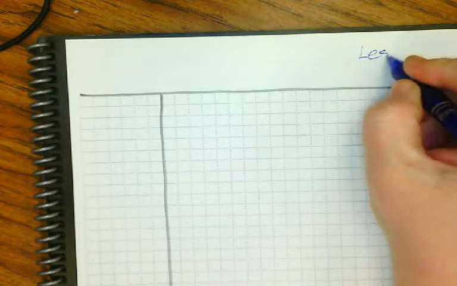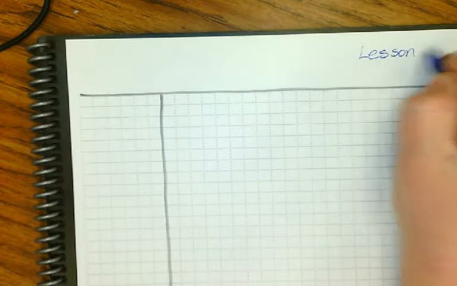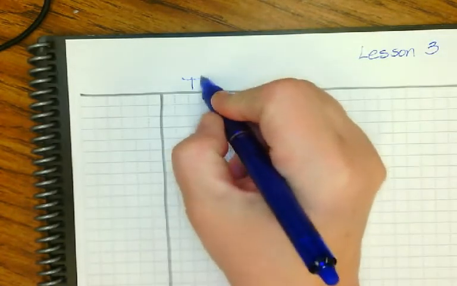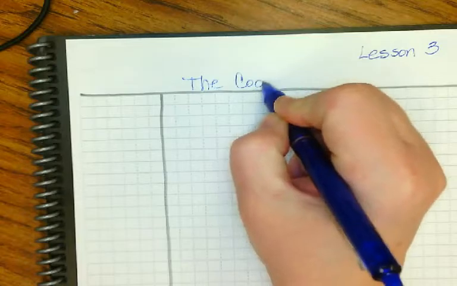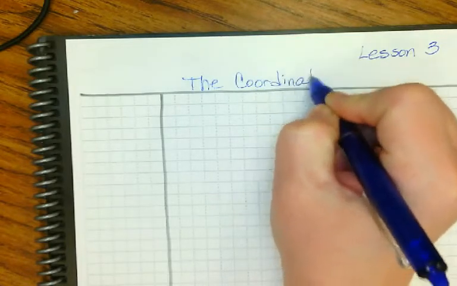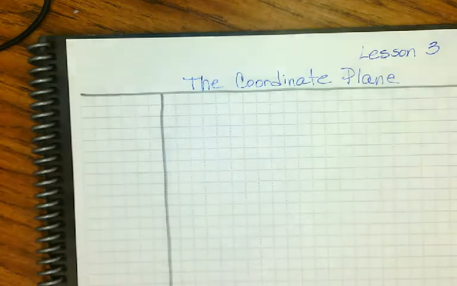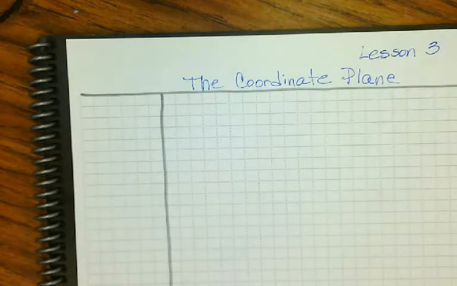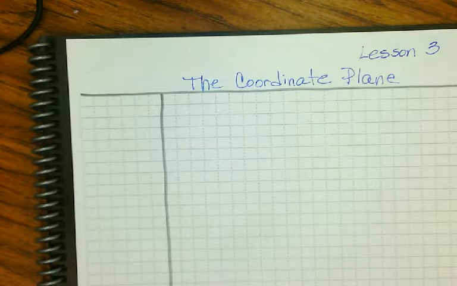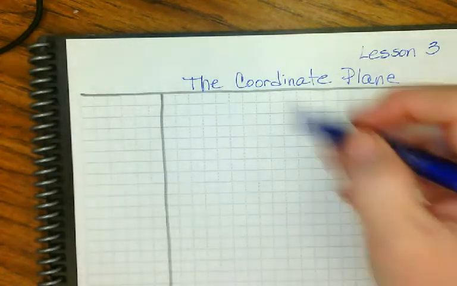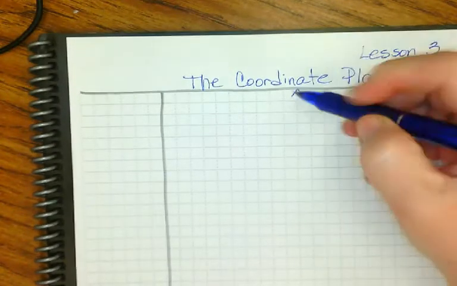This is lesson 3, and it's called the coordinate plane. All right, so we're continuing on with our number lines, and the coordinate plane is a specific number line that is our intersecting vertical and horizontal. Okay, so we saw those in the last video. So first we're going to draw ourselves a number line.